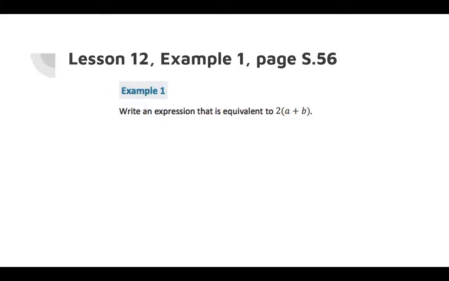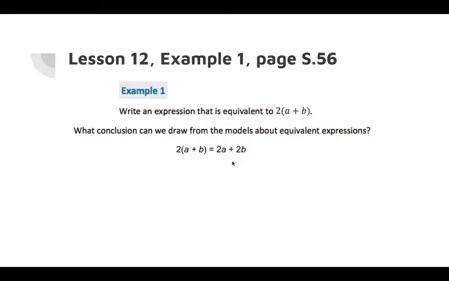Write an expression that is equivalent to 2 times a plus b. So what conclusion can we draw from the models about the equivalent expressions? We can now see that 2 times the sum of a plus b is the same as 2a plus 2b. Right? We just rearranged the boxes, and that's part of addition, correct? You can rearrange your numbers around and it'll still add up to the same amount.